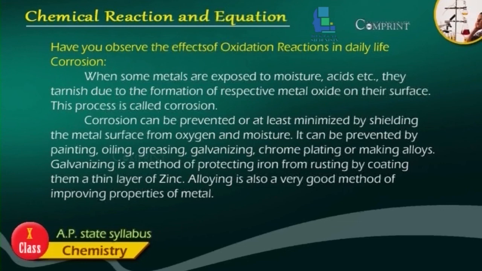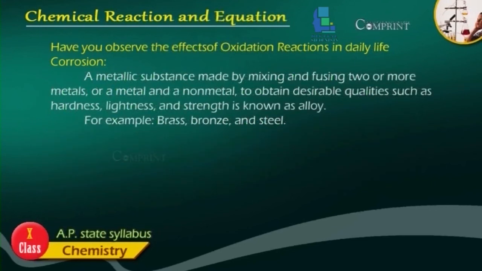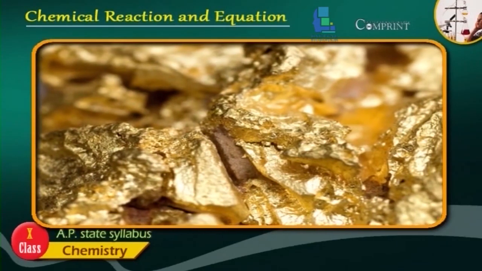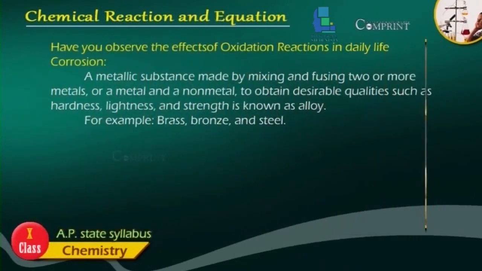Galvanizing is a method of protecting iron from rusting by coating it with a thin layer of zinc. Alloying is also a very good method of improving properties of metal. A metallic substance made by mixing and fusing two or more metals or a metal and a non-metal to obtain desirable qualities such as hardness, lightness and strength is known as an alloy. For example, brass, bronze and steel.